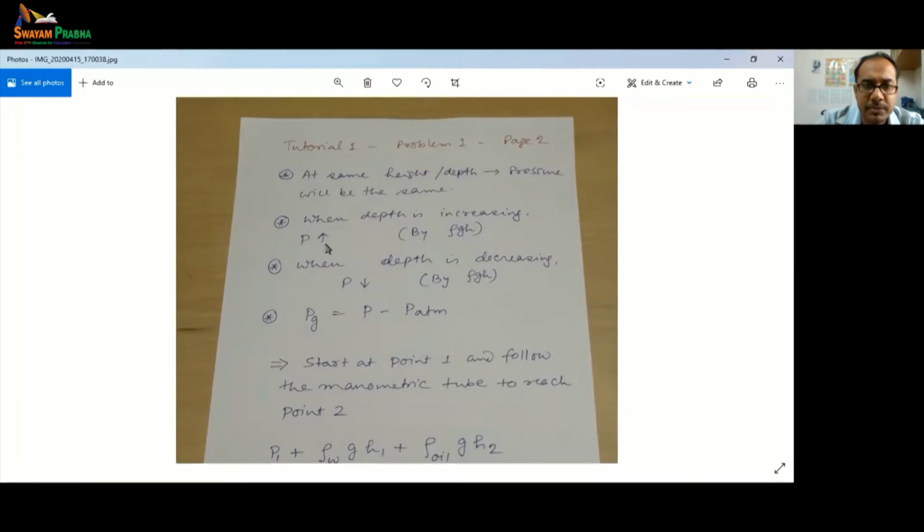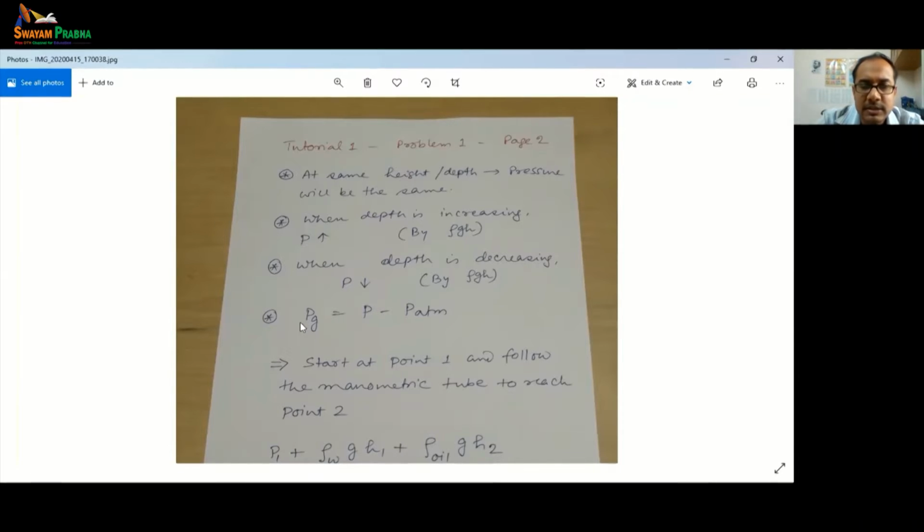This upward arrow that we are using means increases. So when the depth is increasing, pressure is also increasing, and by how much? That will be by rho g h, where h is the depth. The opposite is also true. When the depth is decreasing, the pressure will come down, again by rho g h. That's the basic concept of pressure.